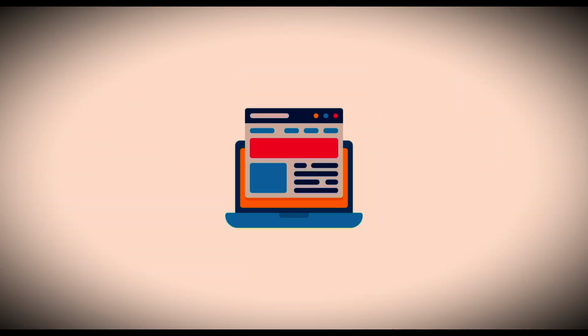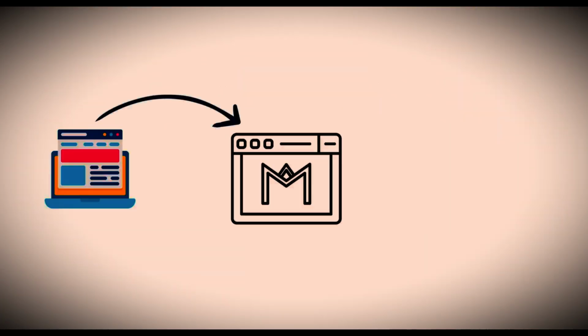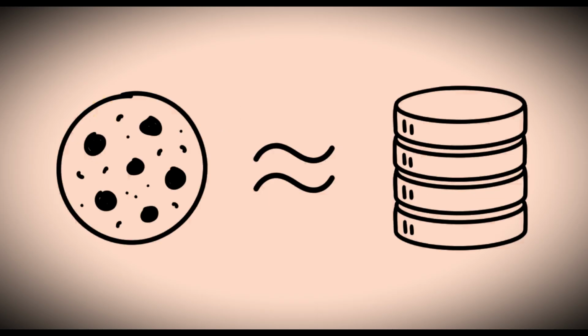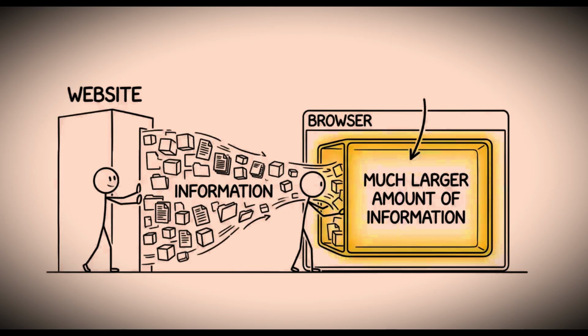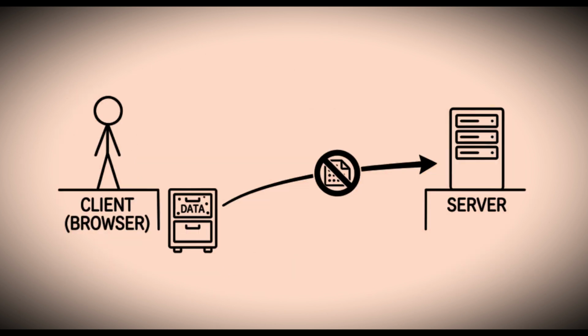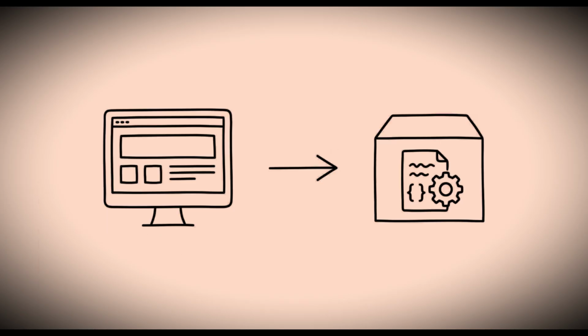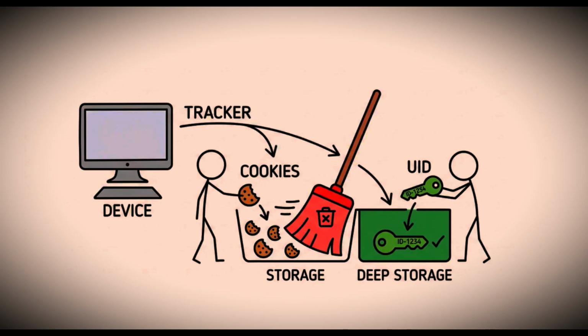Local storage tracking. Modern websites can also store data using something called HTML5 local storage. This works similarly to cookies, but allows websites to store much larger amounts of information inside your browser. Unlike traditional cookies, local storage data is not automatically sent to the server with every request. Instead, websites can access it using scripts running on the page. Some tracking systems use this storage to keep unique identifiers that remain on your device even if regular cookies are cleared.